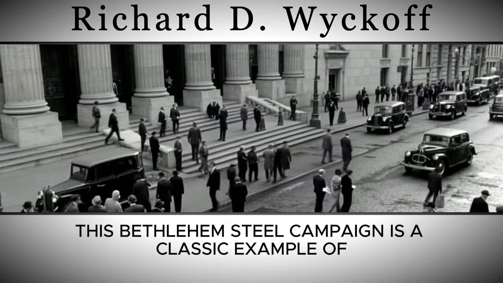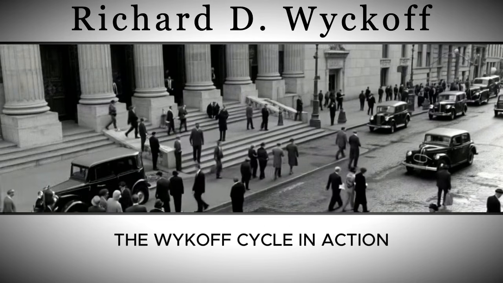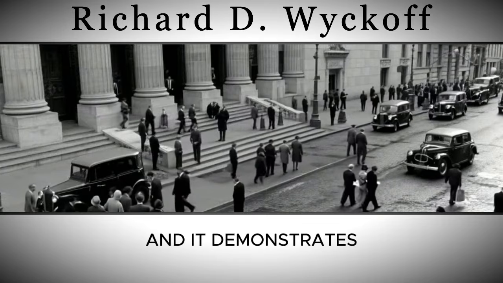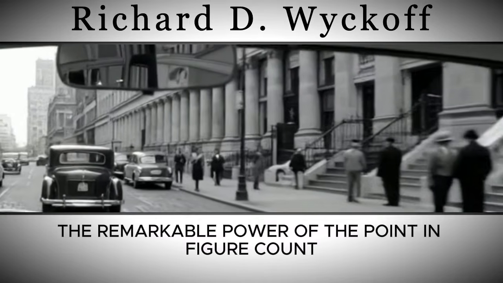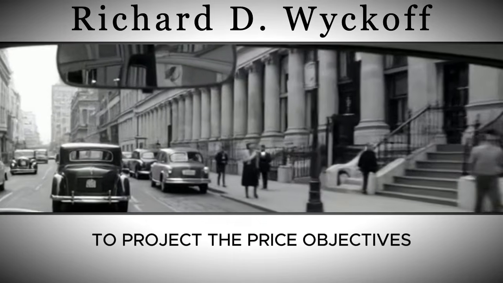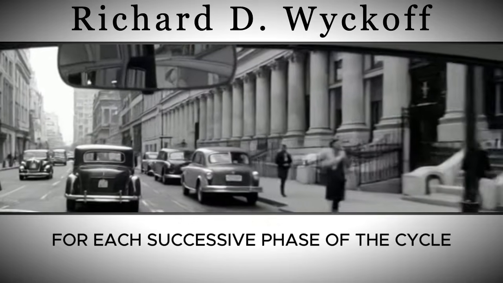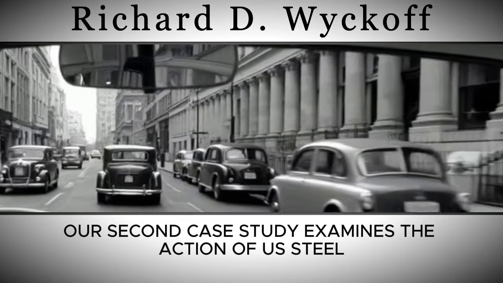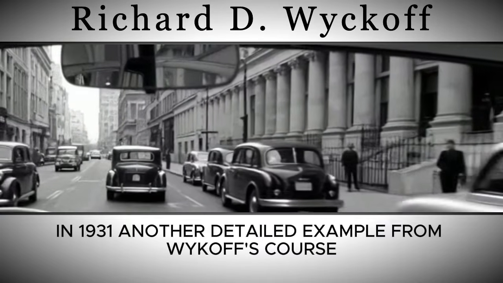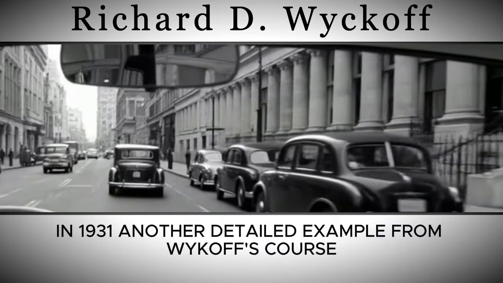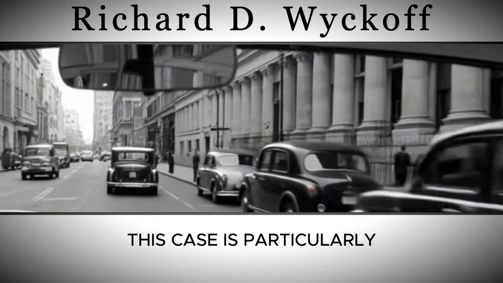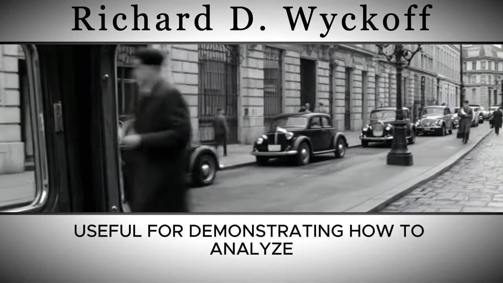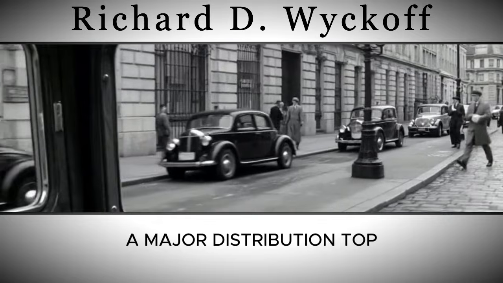This Bethlehem Steel campaign is a classic example of the Wyckoff cycle in action, and it demonstrates the remarkable power of the point and figure count to project the price objectives for each successive phase of the cycle. Our second case study examines the action of U.S. Steel in 1931, another detailed example from Wyckoff's course. This case is particularly useful for demonstrating how to analyze a major distribution top.